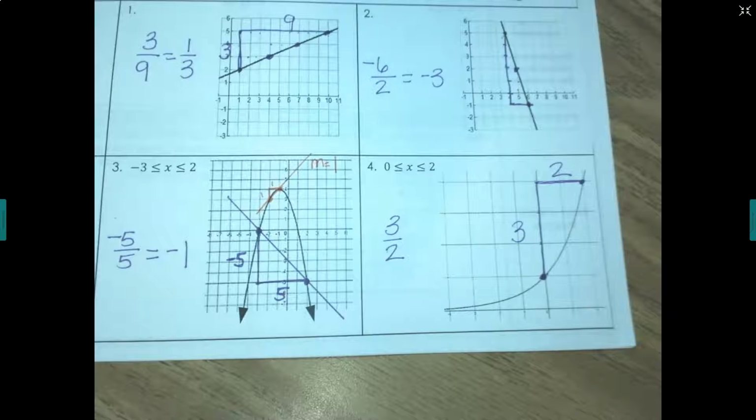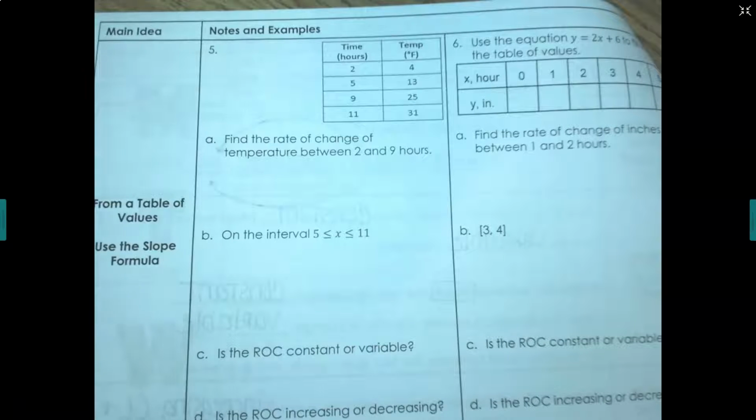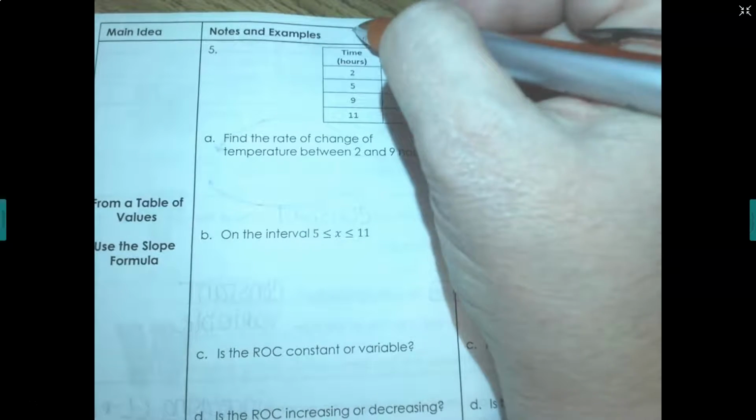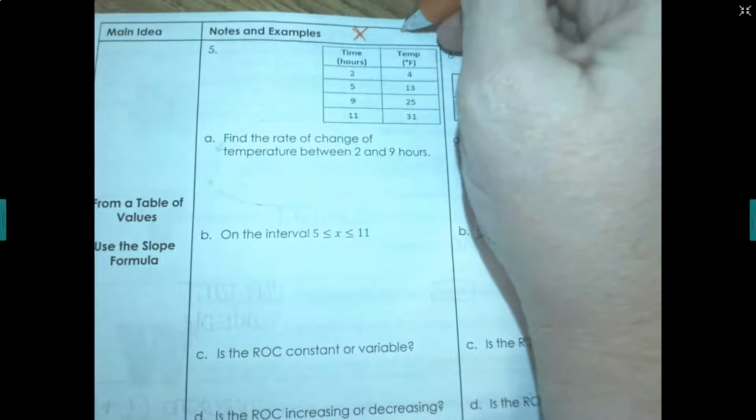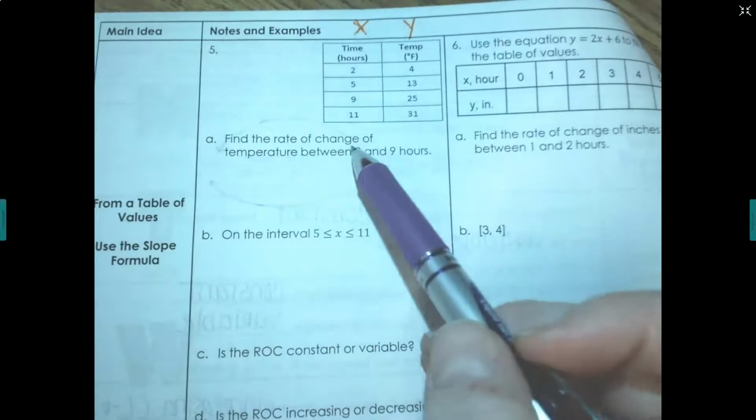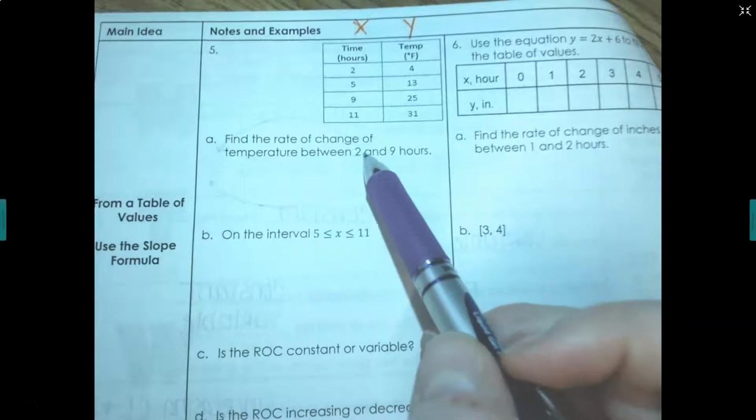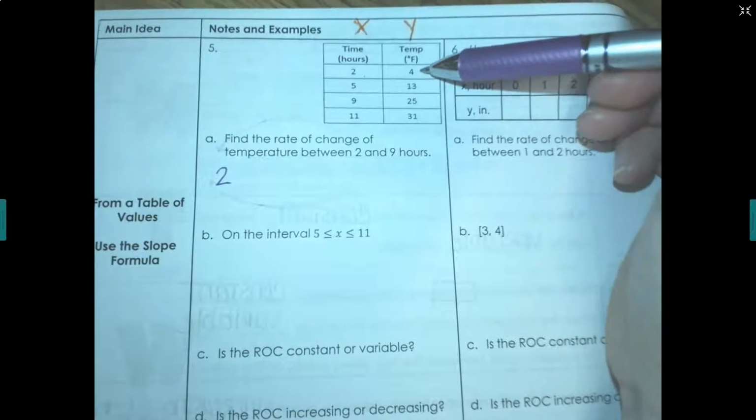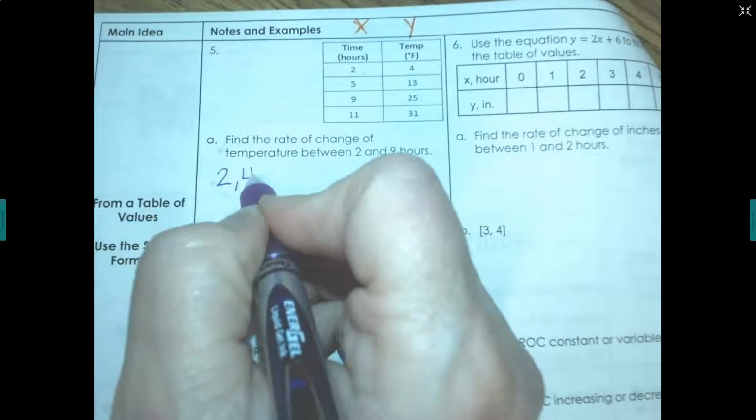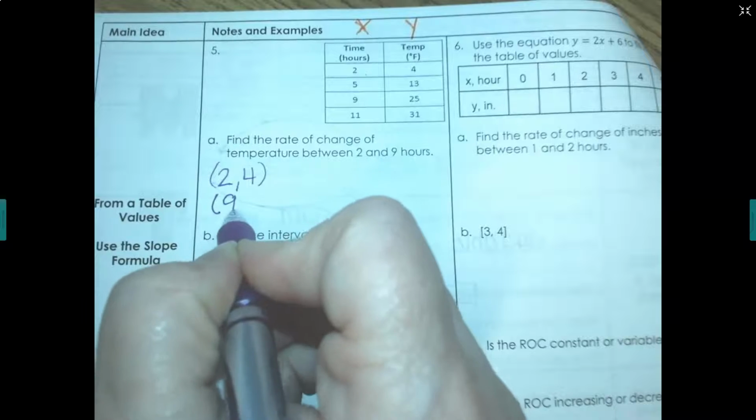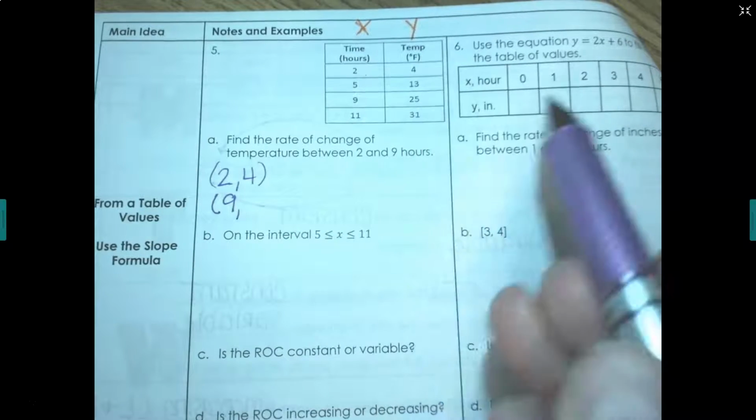All right. Let's flip this over and try some of the problems on the back. All right, now we're going to find our slope from a table of values. When you have a vertical table of values like this, the column on the left is your x values, and the column on the right is your y values, just so you know. And this says we want to find the rate of change of temperature. So how did the temperature change between 2 and 9 hours? So if my x value is 2, if I look at my table, that says my y value is 4. So I have 1 point. If my x value is 9, check the table. That says my y value is 25.